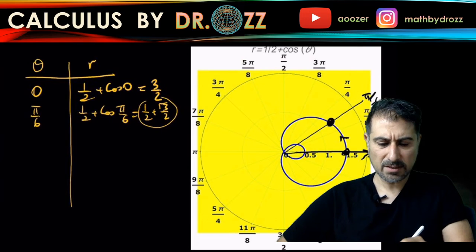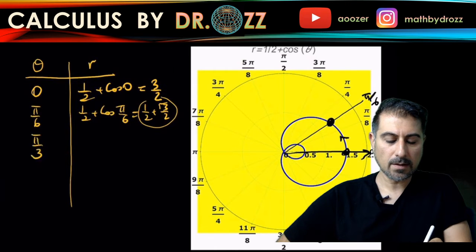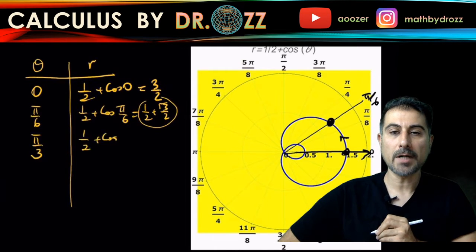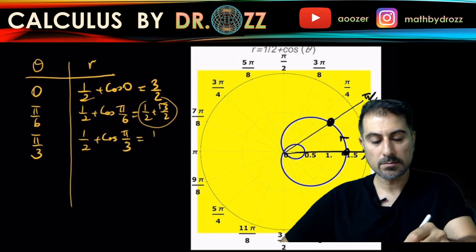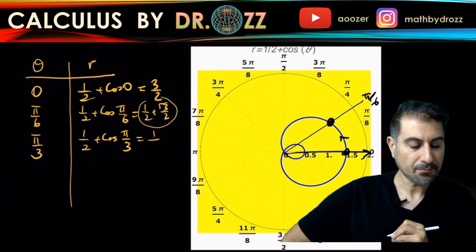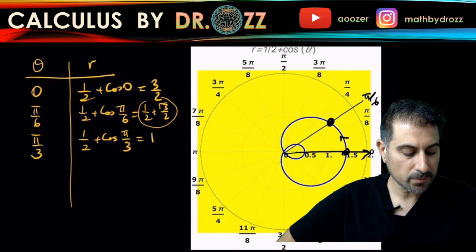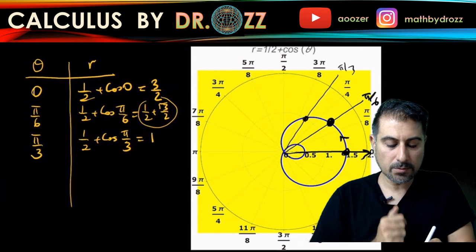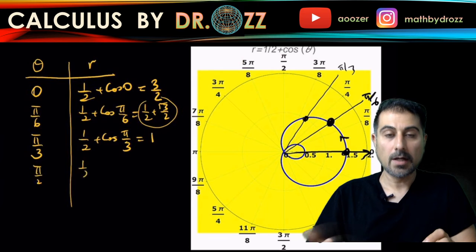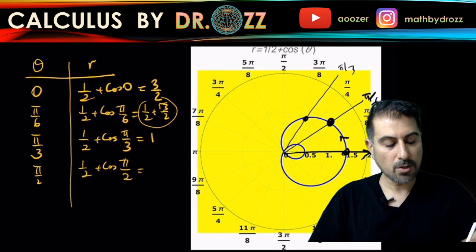Let's look at pi over 3. This is 1/2 plus cosine pi over 3. Cosine pi over 3 is 1/2, and this is equal to 1, just simply 1. At pi over 3, that is somewhere right here. And how about pi over 2? Let's quickly look at that. 1/2 plus cosine pi over 2, and cosine pi over 2 is 0, so this is 1/2, so we're right here. And I want to know when I'm going to come back here.